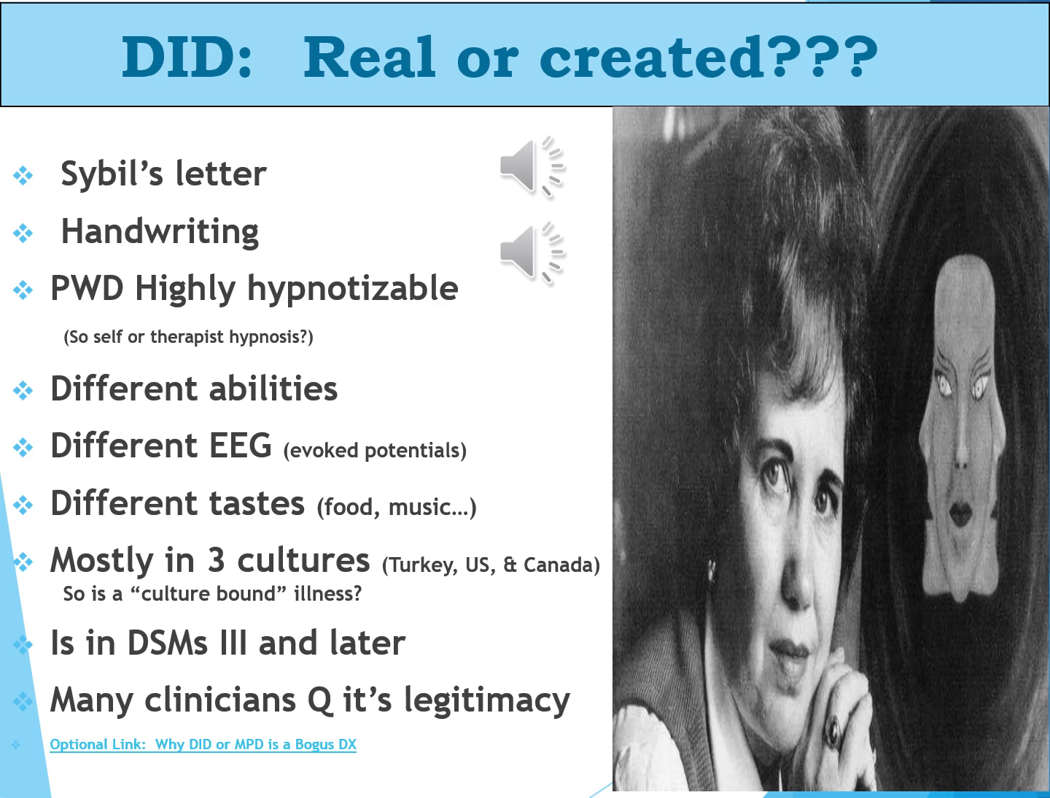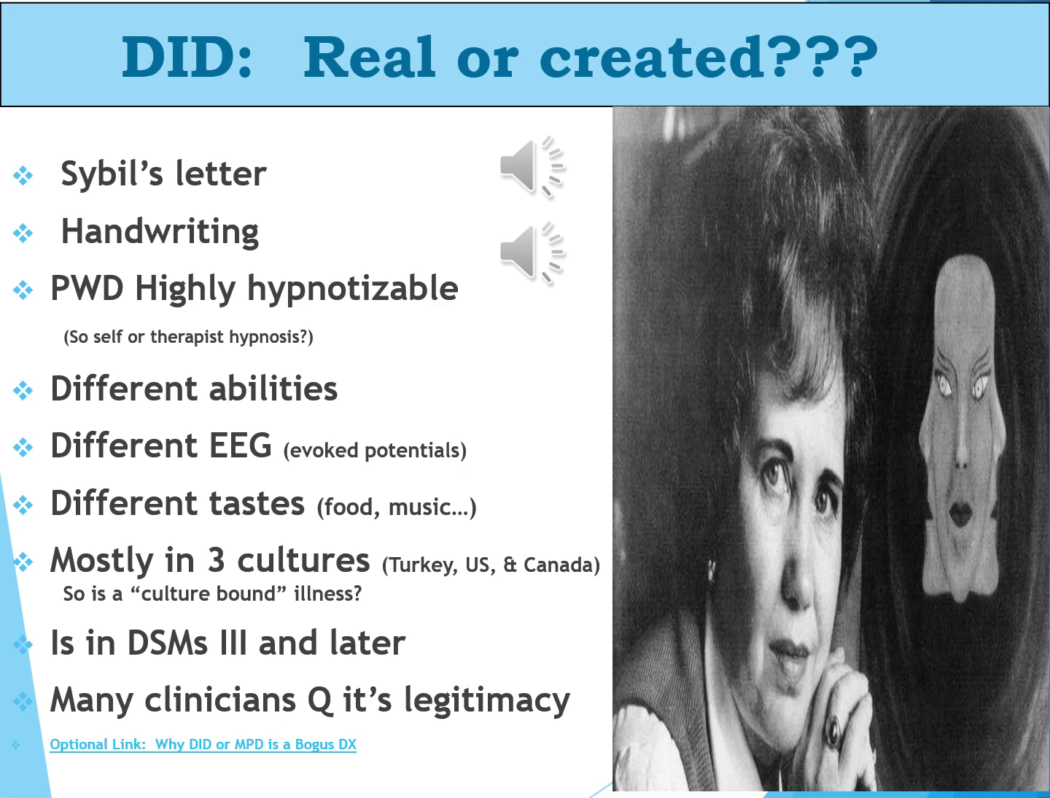Different alters have different abilities. Maybe one can drive, one can type. That would lend credibility to the idea of a real, actual DID condition. Different EEGs. Again, that would support DID being a real disorder. The people have different tastes in music, friends, sports, food. Again, that would lend credibility to the real DID interpretation. If you consider all the world, though, almost all the reports of DID come from just 3 specific countries: US, Canada, and Turkey. And there's clearly been torture all over the world, unfortunately, severe child abuse all over the world. So that might suggest that it's not a real disorder.